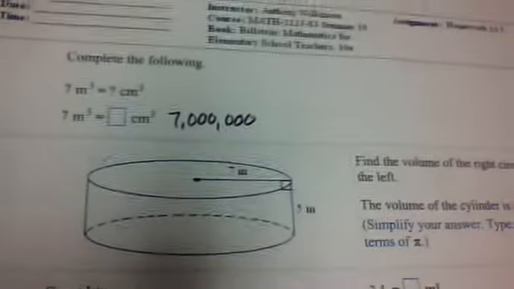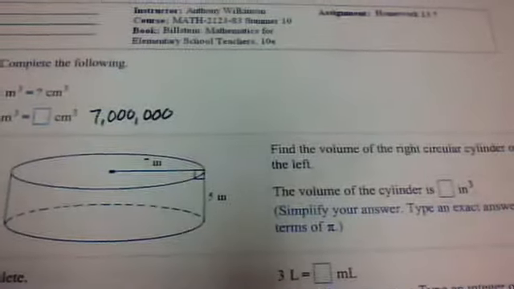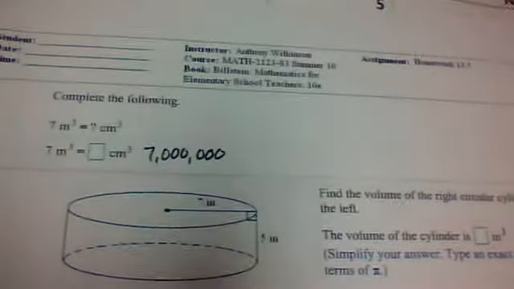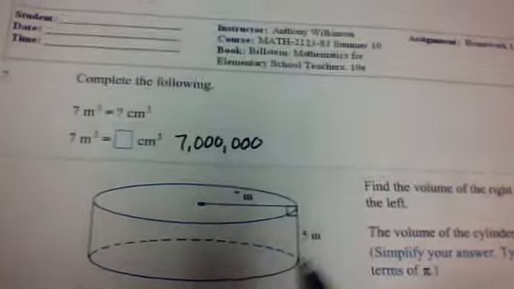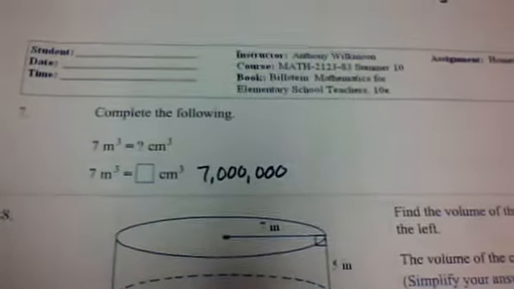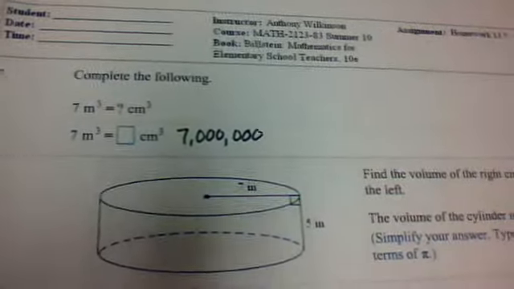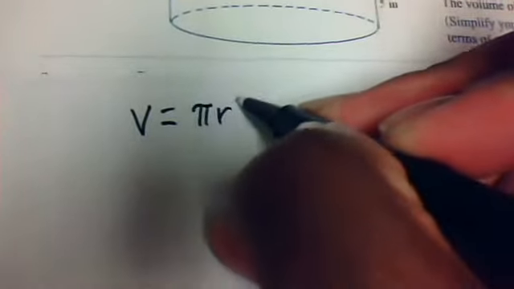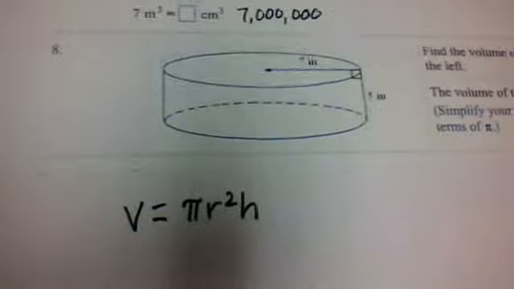Take a look at problem number 8. Here we have a right circular cylinder, and we want to find the volume of that right circular cylinder. Here the radius is 7 inches and the height is 5 inches. So to find that volume, here's the formula: pi r squared times the height. R is the radius and h is the height. So the radius is 7 inches and the height is 5.